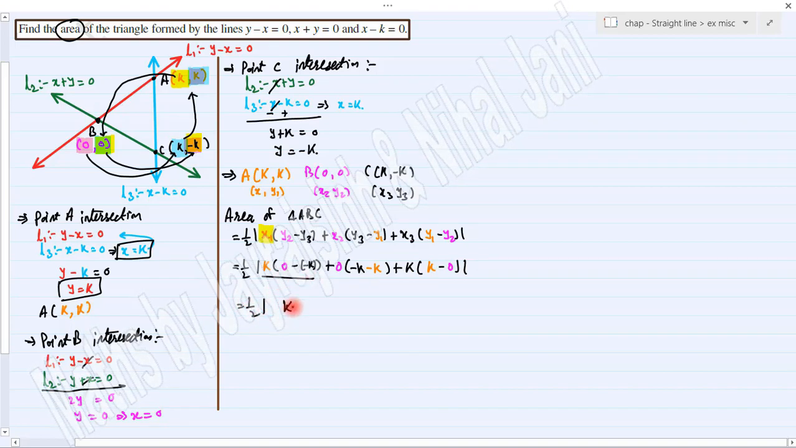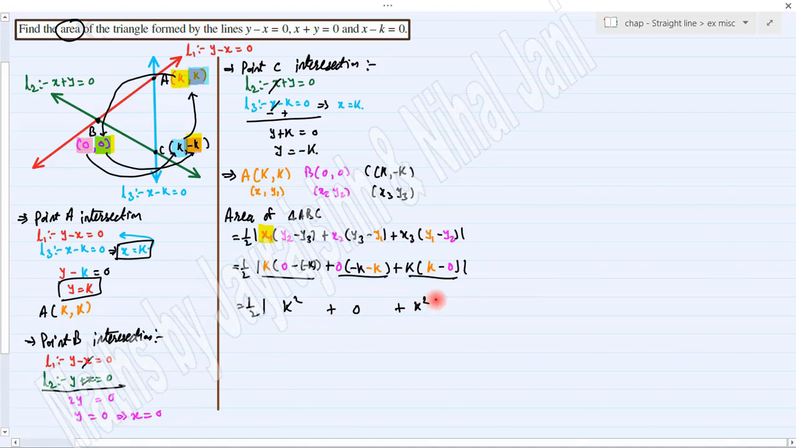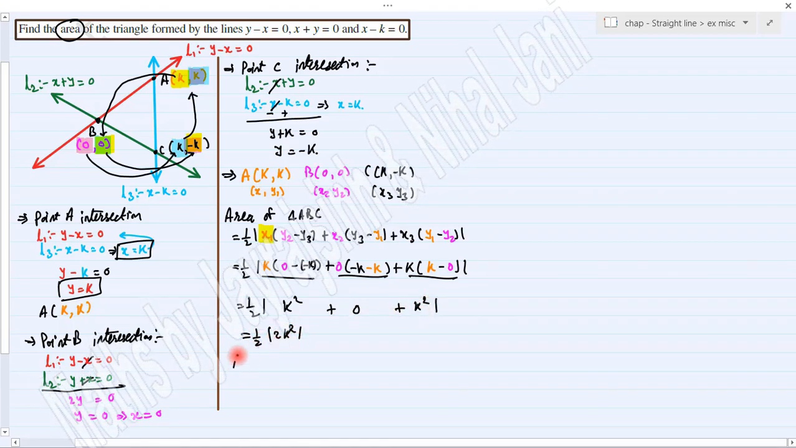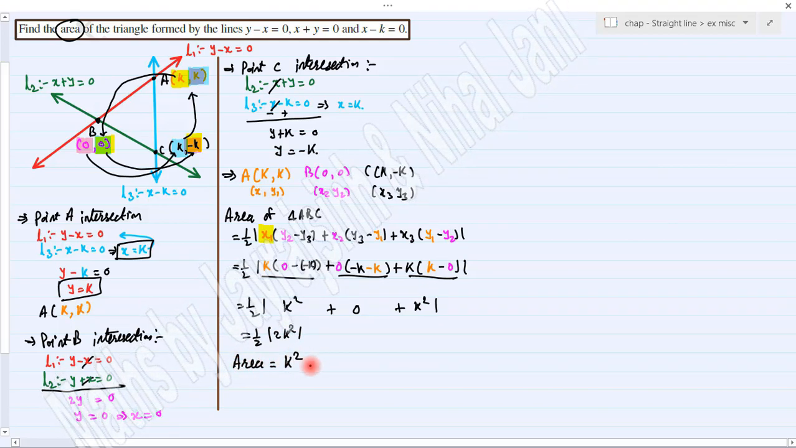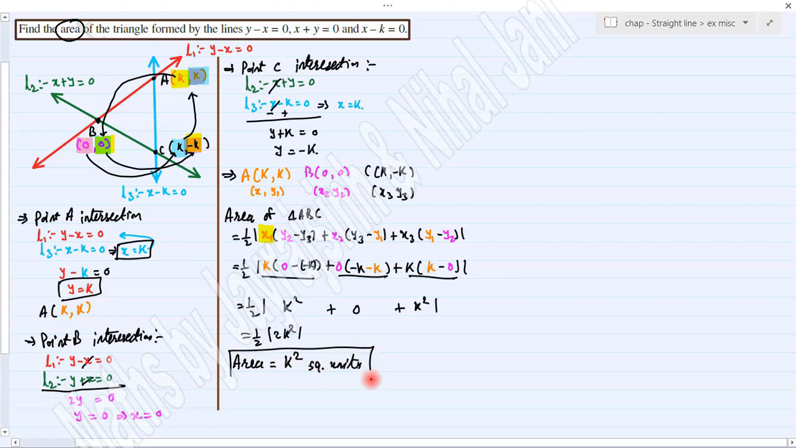So let's simplify. k into k will become k square, then 0 into anything will be 0, and again k into k will be k square. So here we'll get half mod 2k square, or we can say your area of the triangle is simply k square square units, as your final answer. Tada!